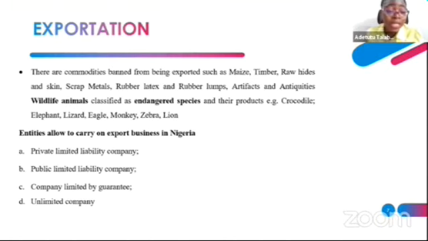But to carry on exports in Nigeria, you must actually be a company. So not just a business, you must be a company, which is either the private limited company, the public limited company, company limited by guarantee, or the unlimited company.